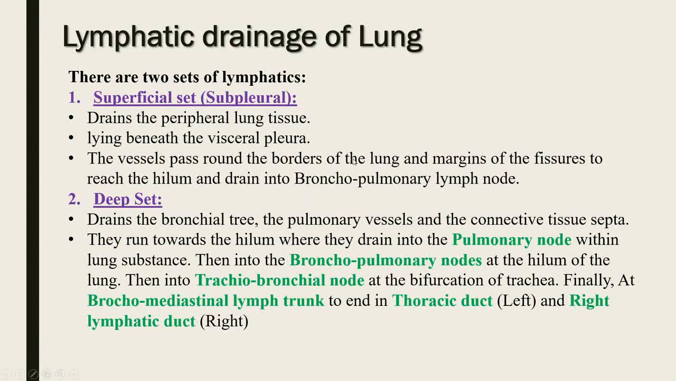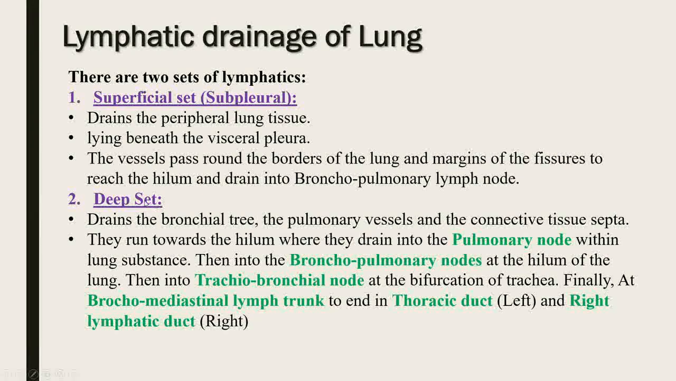Then the lymphatic drainage of the lung. This is a little bit complicated, but try to follow this simple method. Initially, we can divide the lymphatic drainage into two sets, the superficial set and the deep set. The superficial set, or the subpleural set, drains the lymph from the peripheral lung tissue, especially just beneath the pleura. The vessels then pass round the border of the lung and margins of the fissures to reach the hilum, where the superficial set of lymphatics drains into the bronchopulmonary lymph nodes.